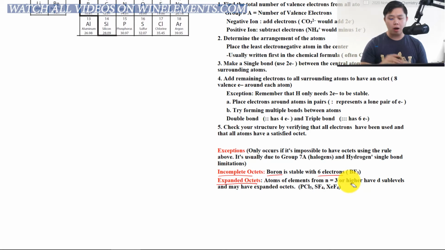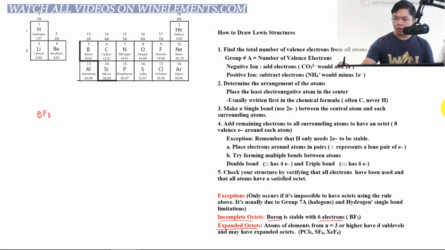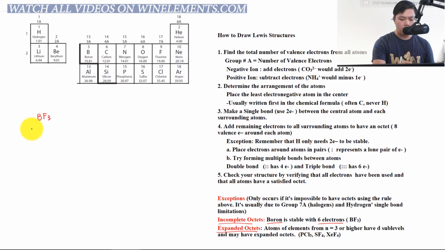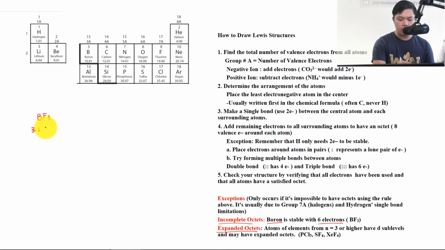Now let's go back and draw every single one that we described here. First we have BF3. For boron, we are going to use the same steps. Boron is 3, F is 7, and there are 3 of them. What is 7 times 3? 21. 21 plus 3, that's 24. Boron is in the center with fluorine surrounding it, because remember, fluorine is one of the most electronegative. Then we go to step 3, draw a single bond, and we just used 6 already. That gave us 18.